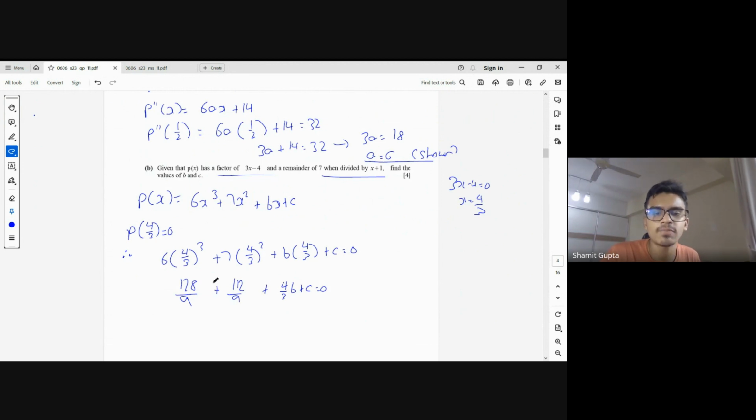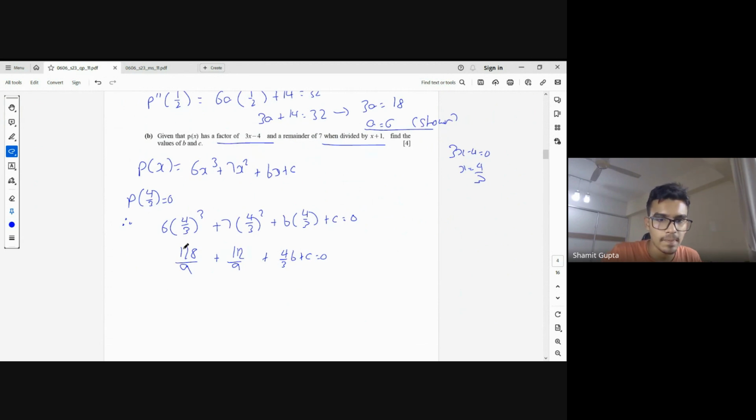How about 128 over 9 plus 112 over 9? This can be written as, you add the numerators and then divide by 9, it gets 240 over 9, which is 80 over 3. When you add these two up, 128 over 9 and 112 over 9, you get 80 over 3 plus 4 over 3 b plus c equals 0. Now I can multiply 3 on both sides.